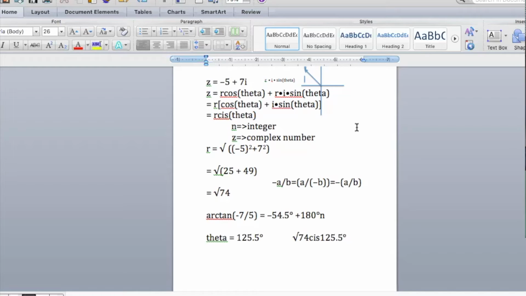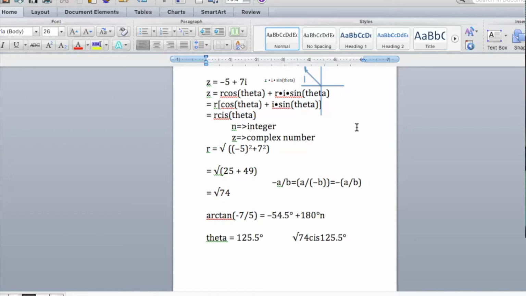For the bottom, the 74 cis 125.5, is the radical only over 74? Yes. Okay. That's the R value. So in the original equation, or I mean, when we're solving for R, are we treating the -5 and the 7 as x and y?